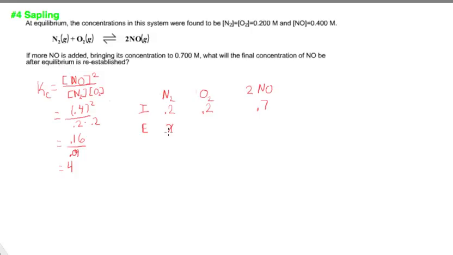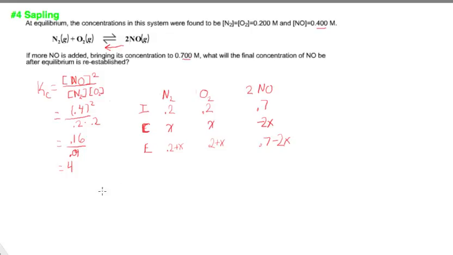Well, we know that it's a 1 to 1 to 2 stoichiometric ratio. So we're going to gain x, gain x, and lose 2x. Now, how do I know we're going to lose 2x? Because we went from a 0.4 to a 0.7 concentration of NO. That means the NO increased, okay? And Le Chatelier's principle says if we make a disturbance, we need to reach equilibrium again. So when we add products, we're going to shift towards the reactants. Okay? So this is the change, and at equilibrium, this is going to be 0.2 plus x, 0.2 plus x, and 0.7 minus 2x.